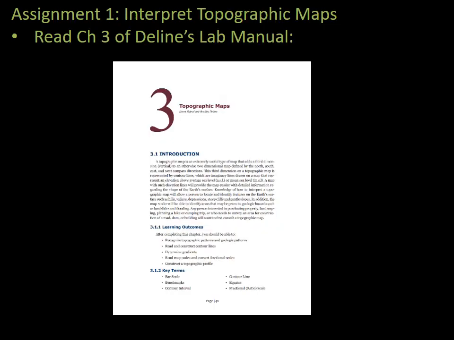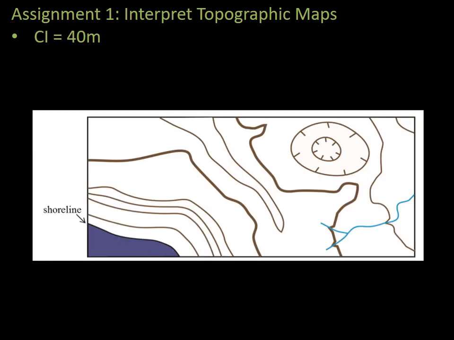Okay, so let's talk about some details of the assignment for this module. First of all, if you haven't already, you should take a look at Chapter 3 of the lab manual. It's posted in the assignment instructions and in the Module 1 main page. The goal in this first part of the assignment is to label the elevation of all of the topo lines in this map. The contour interval we're given is 40 meters. And so this one, the shoreline, which is at sea level, is therefore 0 meters. And I'll do the first one for you. The one next to it, in the uphill direction, must be 40 meters.